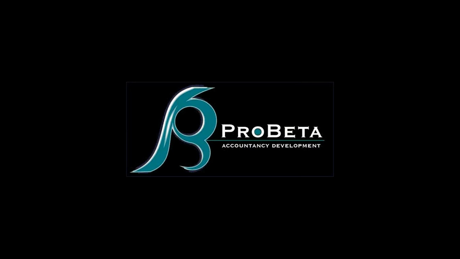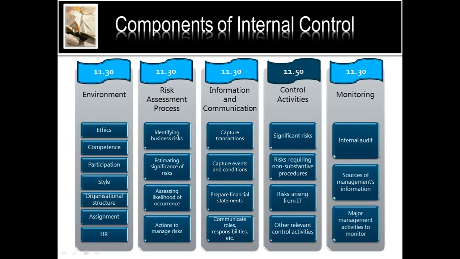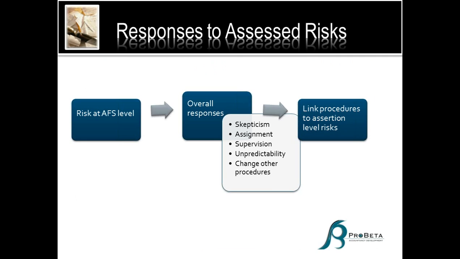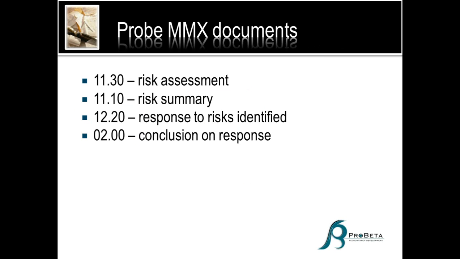Back to our slides. Just want to skip 2 of these. Right, I talked about the responses to the risks. Just a reminder, for your risk at financial statement level, there are a number of responses that you can use. You can see those are the ones you will probably use. And then just to end off, remember your documents flow from 11.30, which is the risk assessment for the control environment, to 11.10, your risk summary, responses, 12.20, audit plan, and then concluding on that risk.